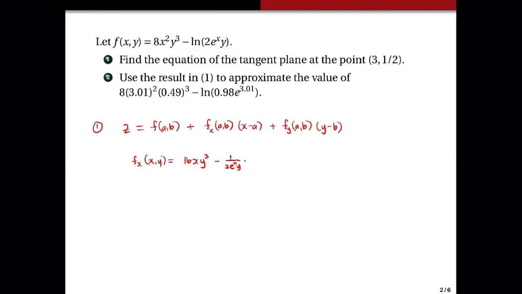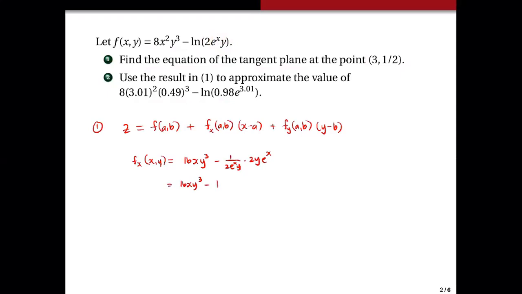And then by chain rule, we need to get the derivative of what's inside that ln function. But since we're differentiating with respect to x, the y here is treated as constant. So we will just have 2y. And then we have the derivative of e to the x with respect to x. It's also e to the x. Which means that if we try to simplify, this is just 16xy cubed minus 1. So this is f sub x.